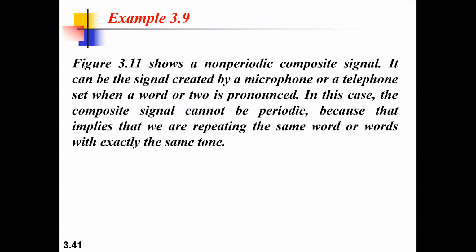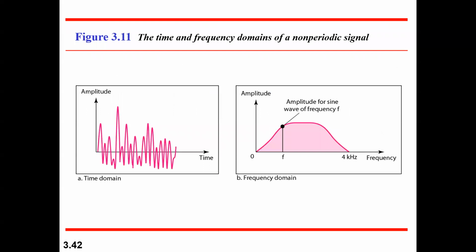Right. Figure 3.11 shows a non-periodic composite signal. It can be the signal created by a microphone or a telephone set when a word or two is pronounced. And in this case, the composite signal cannot be periodic because that would imply that we are repeating the same word or words with exactly the same tone. So this is an example of a non-periodic signal here. Right? Now to represent that, okay.